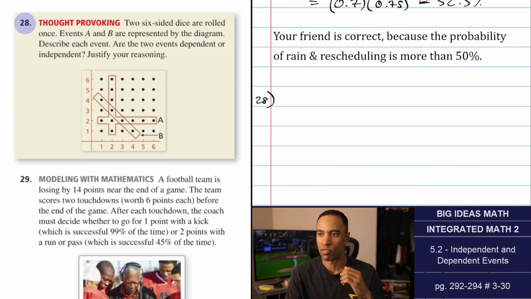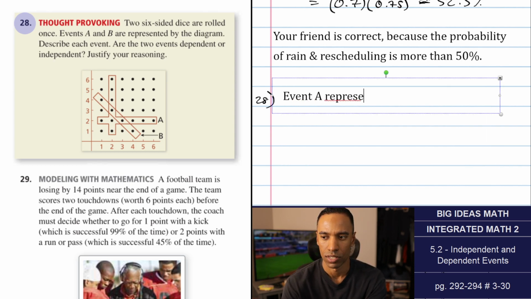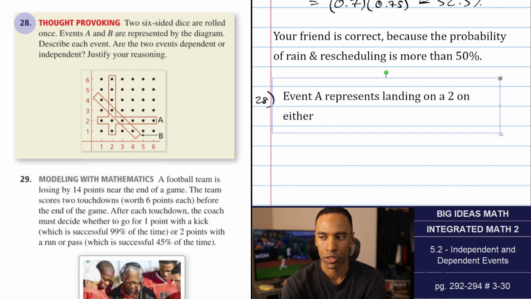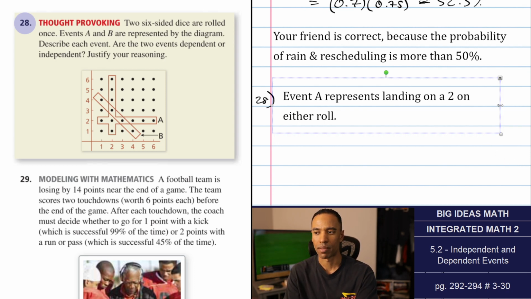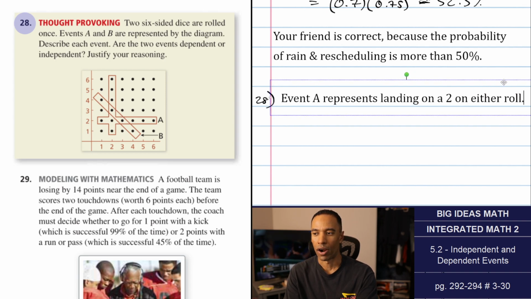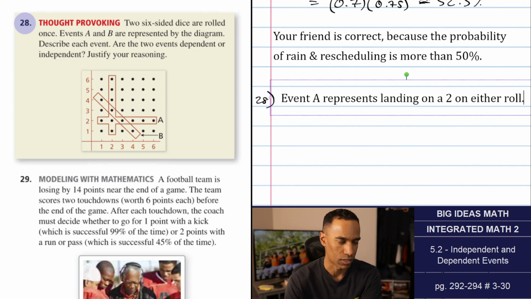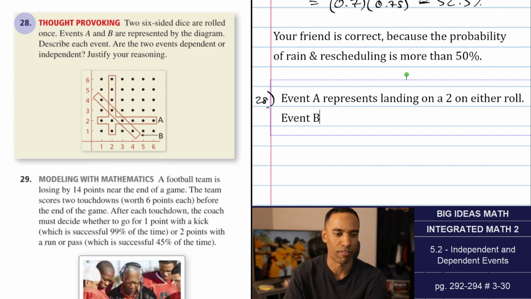They said describe each event. So event A represents landing on a 2 on either roll. That also means you can do 2 2s. Sometimes there's something called exclusive OR cases, like a 2 or a 2, where if you get 2 2s, it doesn't count for the scenario. This one is fine. Event B, I didn't look at event B yet.